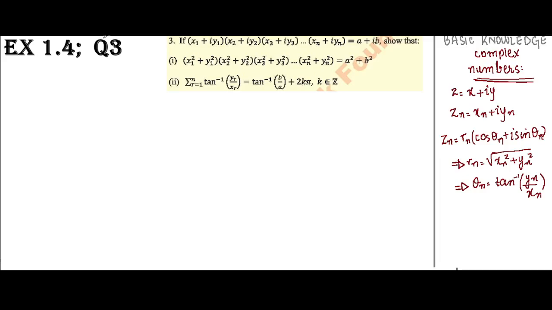Bismillahirrahmanirrahim. We are going to start question number 3 of exercise 1.4, in which we are given that this side is equal to this side and we have to prove the rest of the two parts. So first of all, we are going to use this equation to develop some more equations which we are going to use in the further two parts.